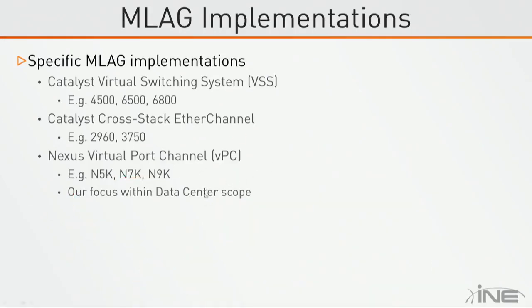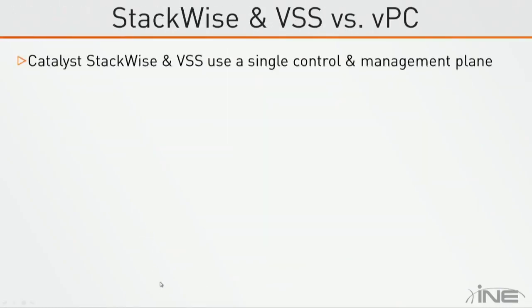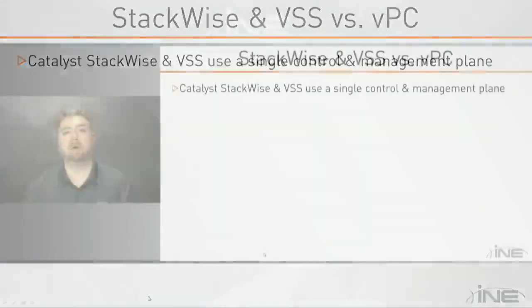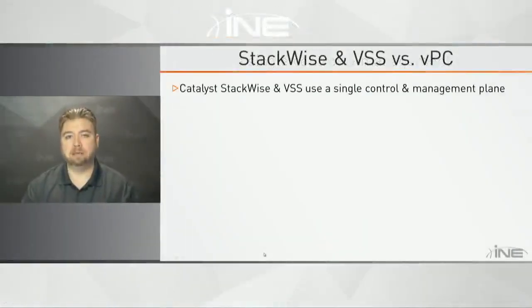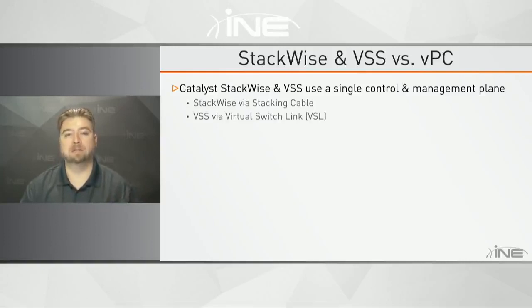Now, the difference between the first two, when we look at either the VSS or the StackWise config, is that both StackWise and VSS use a single control plane and a single management plane. So what I mean by this is that when you connect the 6500s together with the VSL, or you connect 3750s together with the StackWise cable, they're only going to have one management IP overall, and you configure the system as a whole.